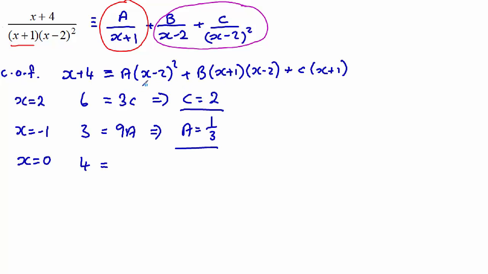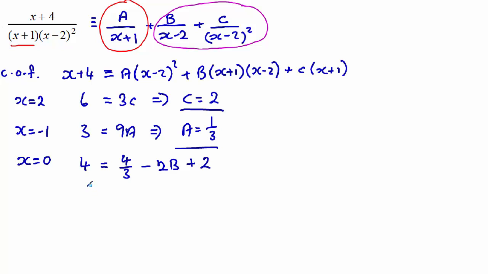and this would be -2 squared, which is 4. 4 times A is 1/3, so that's going to be 4/3. This would be 0 plus 1 is 1, 0 minus 2, so 1 times -2, -2, so we're going to have minus 2B, and we don't know the value of B. And then we'd have 1C, and we know that C is 2.